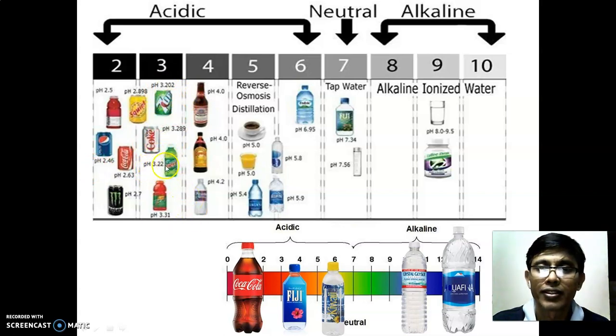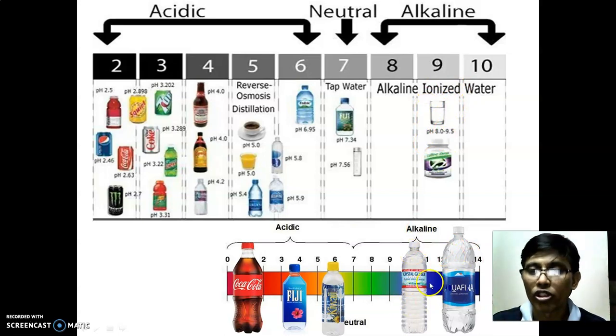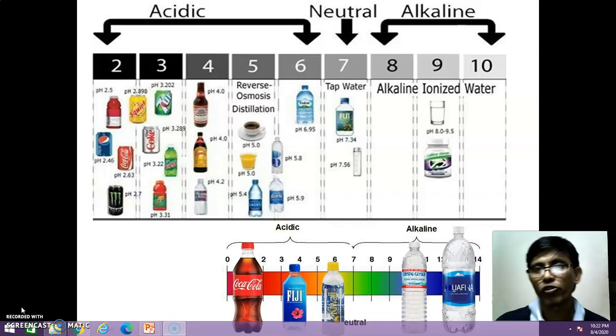Sprite, see what the pH is. They are so acidic. If you take this kind of acid on your tooth surface, definitely the enamel is going to wear off. And if you take alkaline, tap water, ionized water, which comes up to 8 and 9, or mineral water, this has an alkaline consistency. So that is why you have to decide what kind of drink you are supposed to take.